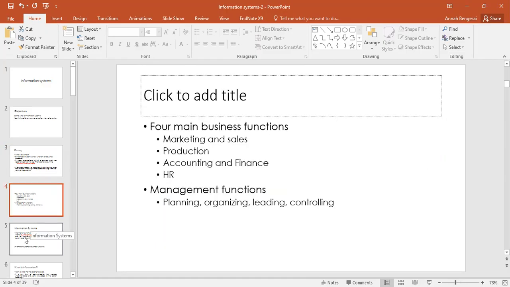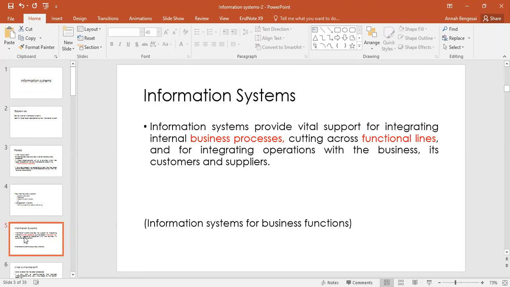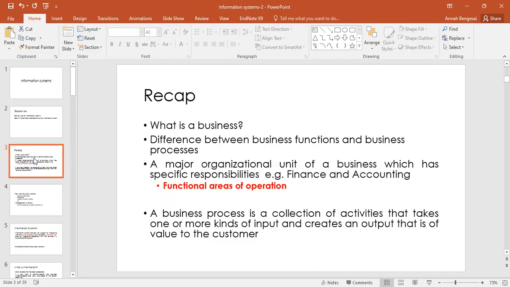Okay, so now where do information systems fall within the whole spectrum of business functions? Information systems provide vital support for integrating internal business processes, cutting across functional lines and integrating the operations of the business and its customers and suppliers. If you remember from last week, we made a distinction between business functions and business processes.